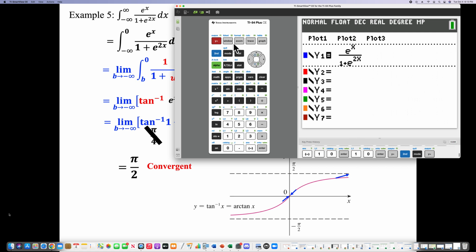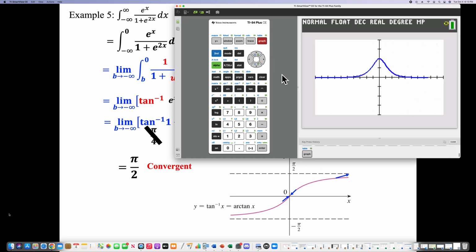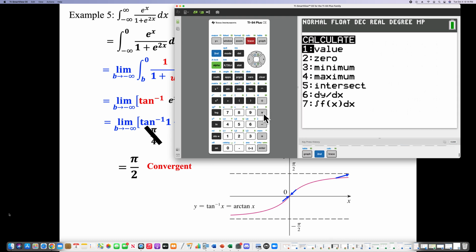So I got that in. Then I went to the window. Now, because this did converge, that means our graph has to be really, really close to the x-axis. So we're actually measuring area. So I changed my zoom 6 window. I changed my y min to -1, y max to 1, and I counted by 0.25. And I graphed it. And sure enough, we have space to find the area, and it's getting really, really close to the x-axis. So second trace, let's find the area under the curve, number 7.